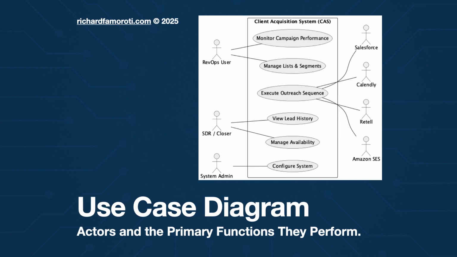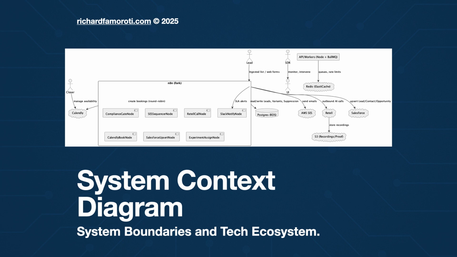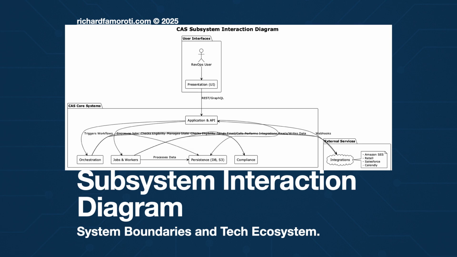It starts from what is the system and who uses it. And as you can see in the use case diagram, it answers the fundamental question of who the system is for and what it does. After seeing what it does, the system context diagram shows what it connects to. It defines the system boundaries and its technological ecosystem.